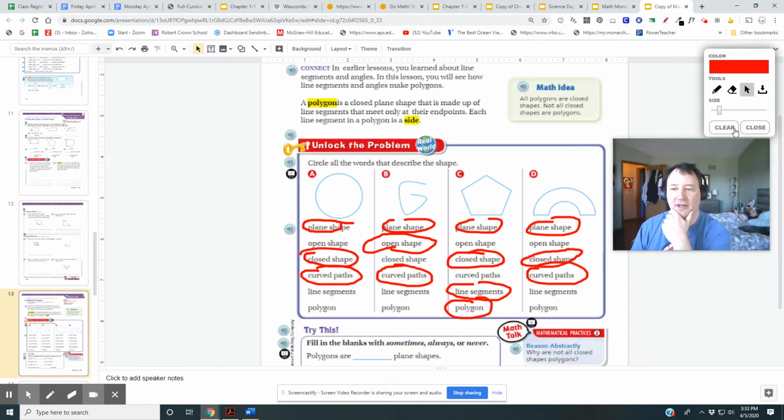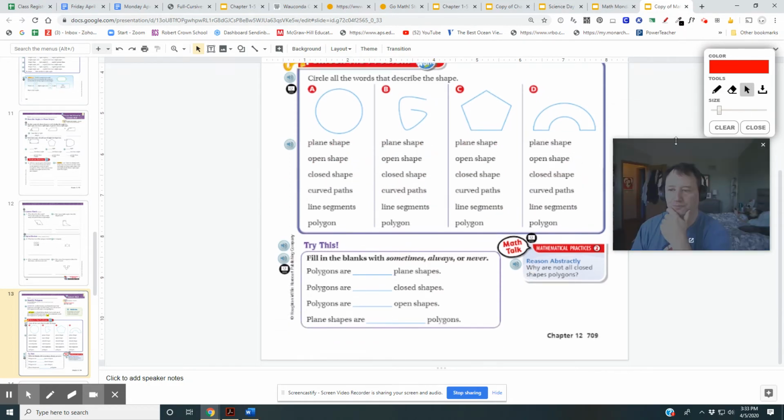Okay, so let's take a look at the rest of these questions. Polygons are always plane shapes. Polygons are always closed shapes. Polygons are never open shapes. Plane shapes are sometimes polygons.